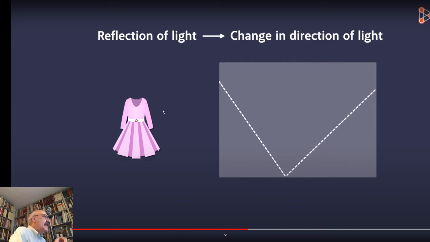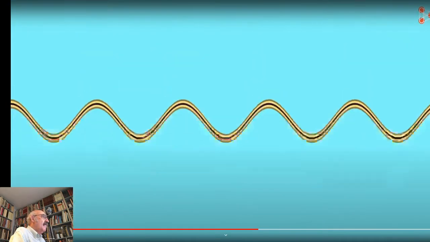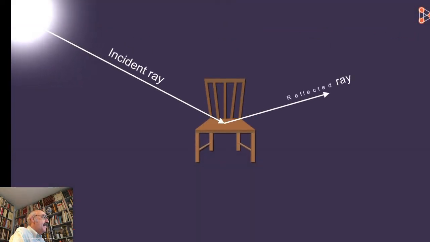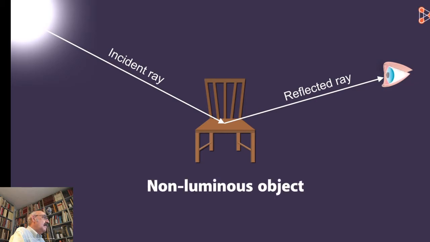Why do we see that tomatoes are red? Red is the color that is reflected by the tomato, and this is pink because this is the color that is reflected by this dress. Let me try to explain this in a simple way. The light from the source strikes the object and bounces off from its surface. And when this light reaches our eyes, we see that object. And this is how we see non-luminous objects.